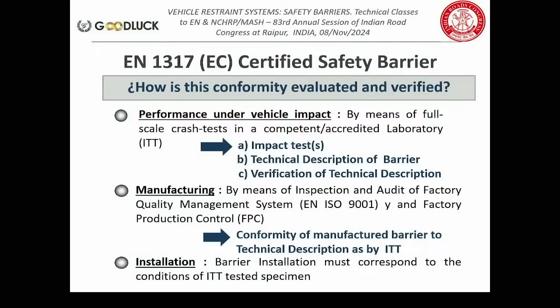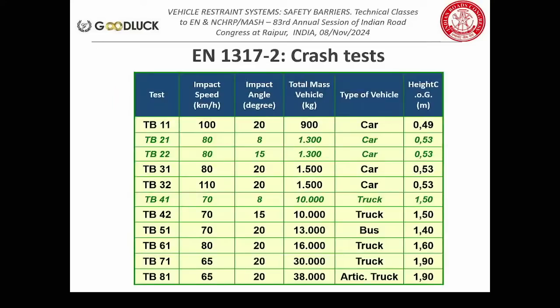The performance under vehicle impact is evaluated with the impact test, the technical description of the barrier, and also the verification of the technical description of the barrier, which is also provided in the crash test report. For manufacturing, the body usually conducts inspection and audit of the factory which is manufacturing the safety barriers. For installation, it checks whether the safety barrier is installed as per the specimen of the sample which was crash tested earlier.